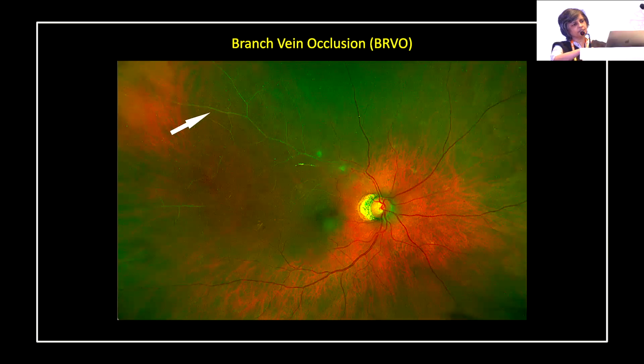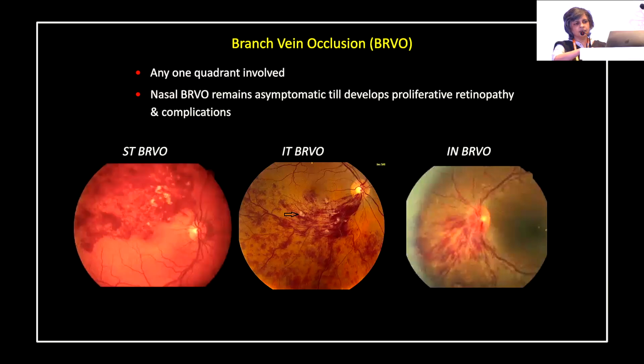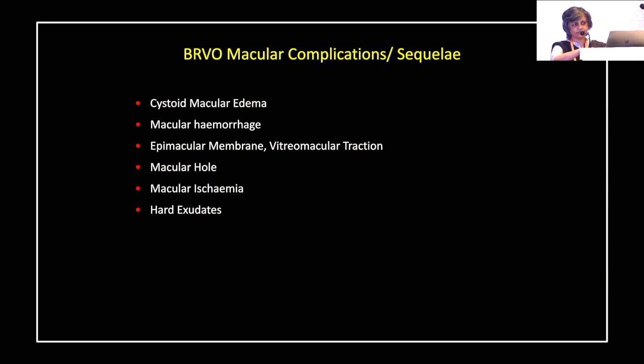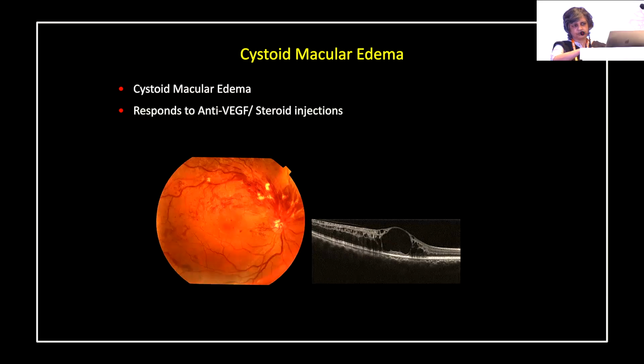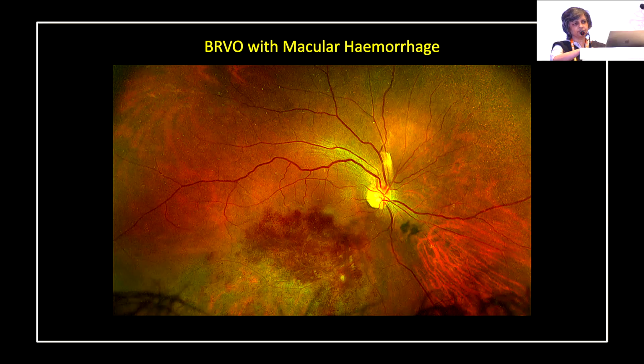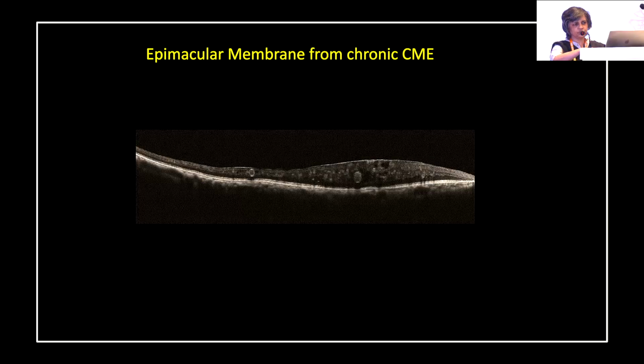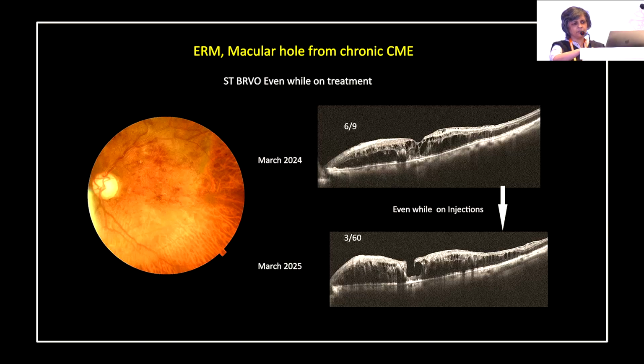Branch retinal vein occlusion can involve one of the 4 major veins. The nasal BRVOs remain asymptomatic because the macula is not involved, but they can lead to proliferative complications. So they need annual checkups. Now, initial complications are macular. The most common is, of course, macular edema, which responds to anti-VEGF and steroid injections, but also macular hemorrhage. In chronic macular edema, they start developing epiretinal membrane, and even with treatment, they can go on and develop a macular hole with poor prognosis.